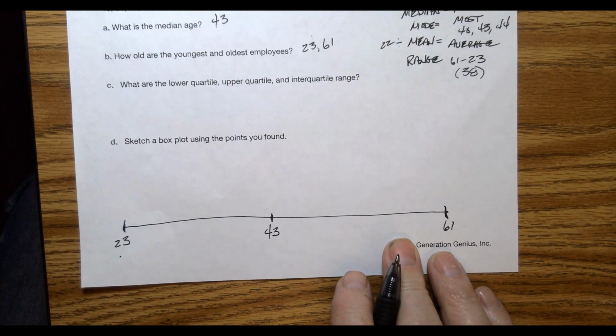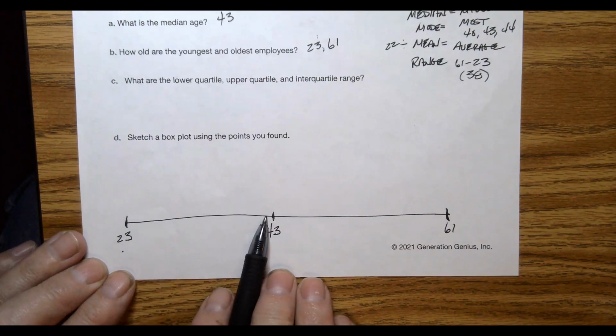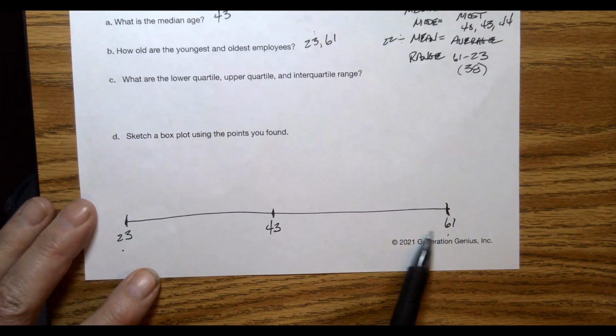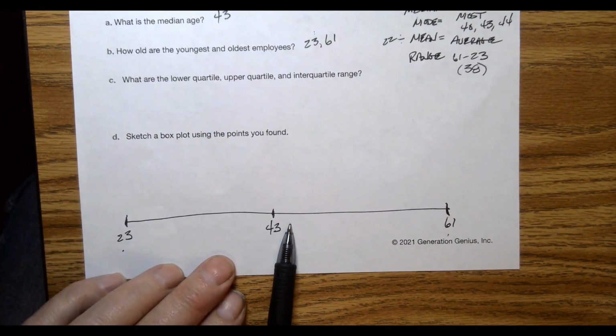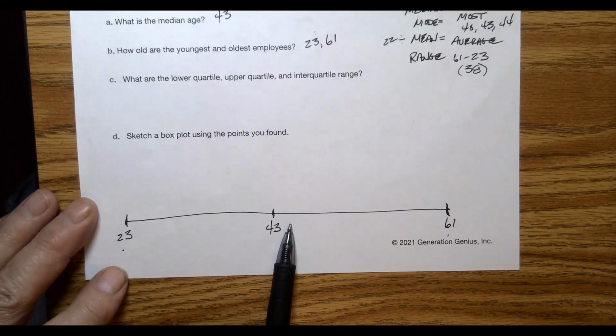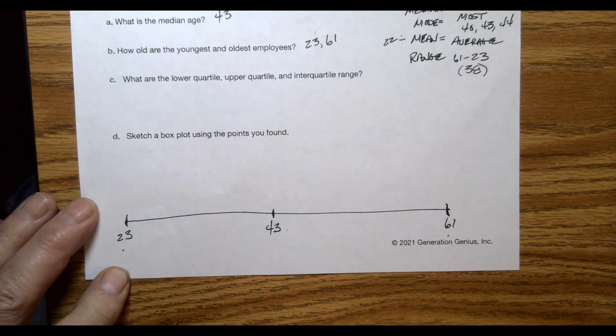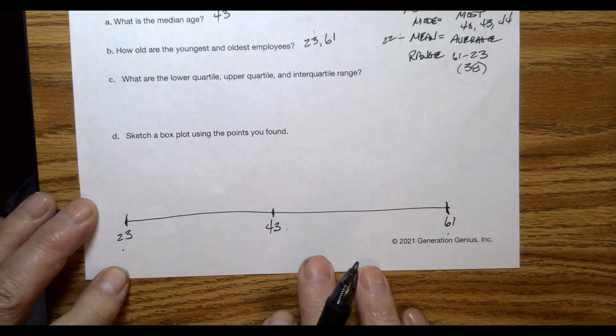Okay? So we have, back to the box plot, we have 23 here. We have 61 over here. We have our median right here, which is in the middle. So now what we're going to do is find the lower quartile.